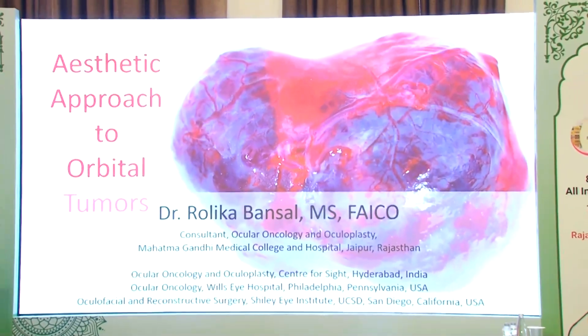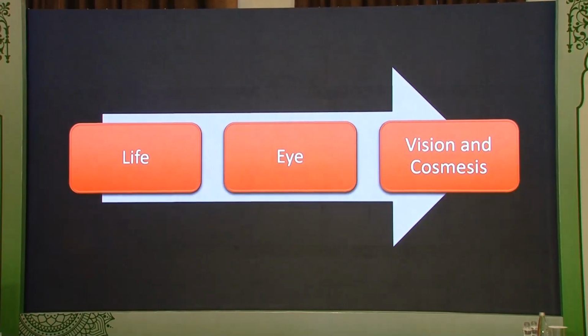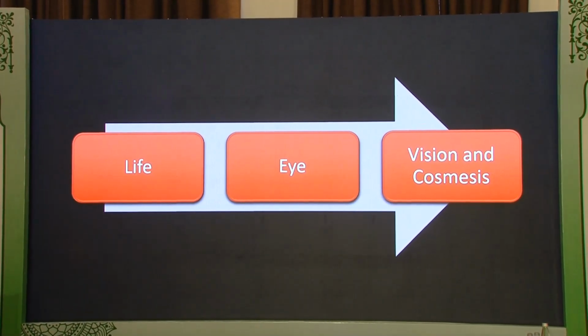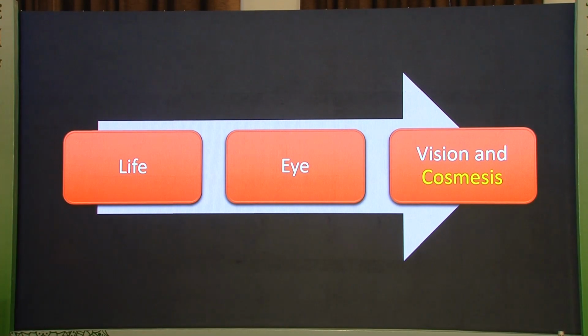I'll be talking on aesthetic approaches to orbital tumors. When we talk about orbital tumors, in oncology in general, we have life salvage, eye salvage, and then vision and cosmesis. But according to the patient, fortunately or unfortunately, their preference is always about cosmesis. So we have to take care of everything along with keeping in mind the patient's preference.